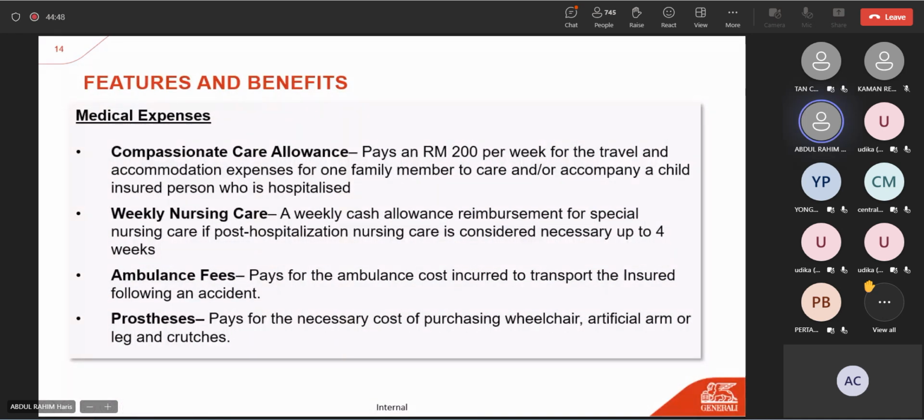Moving on, the other benefit under medical expenses is compassionate care allowance. This pays up to 200 ringgit per week for travel and accommodation expenses for one family member to care for or accompany an insured child if the child below 12 is hospitalized.